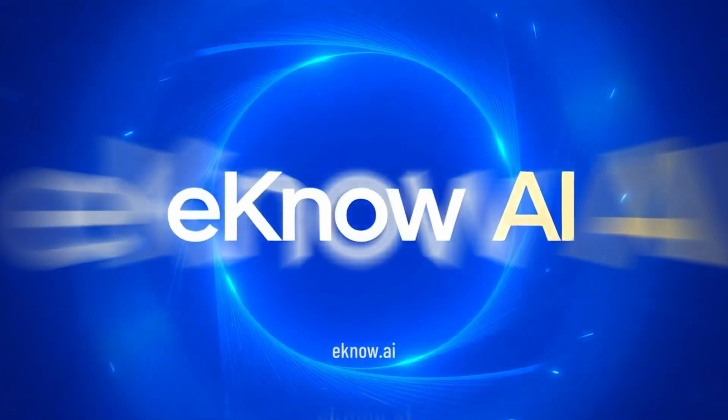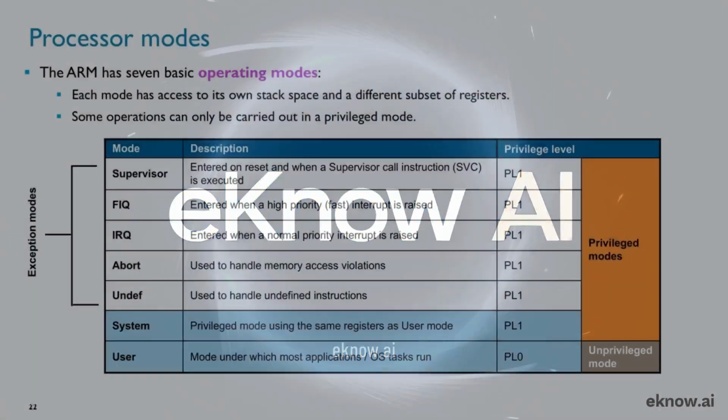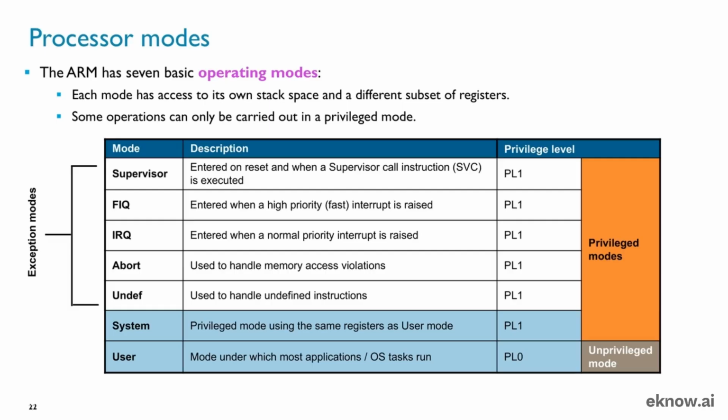An ARM processor doesn't just run in one single state, it operates in several different modes. Think of these modes as different levels of authority or different contexts for executing code. The fundamental reason for this is to create a secure and stable system. The most important distinction to understand is between privileged and unprivileged modes.